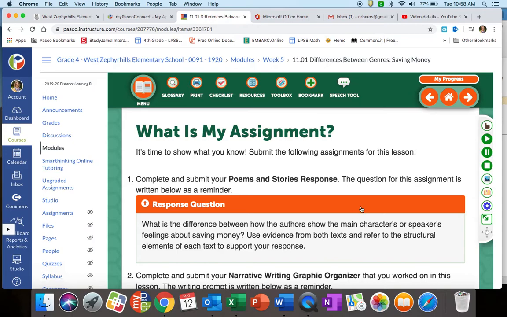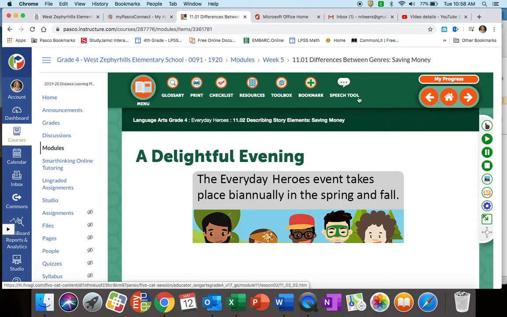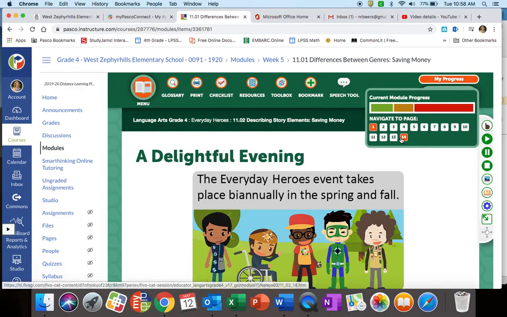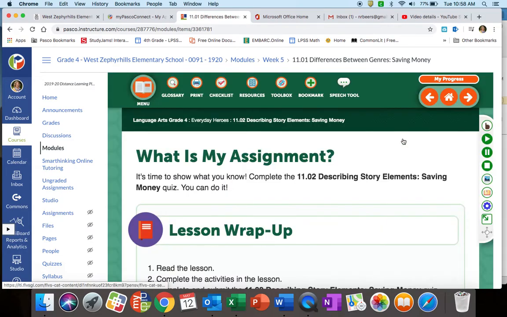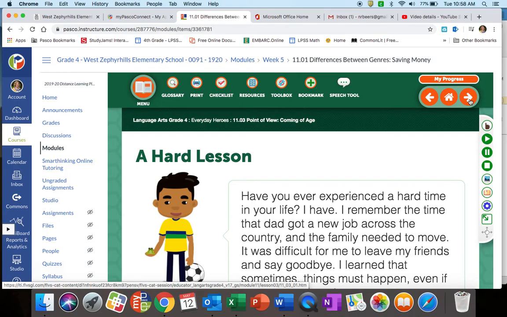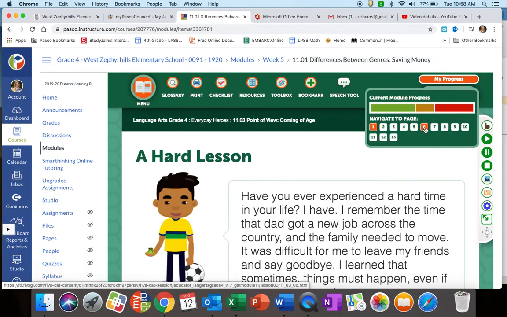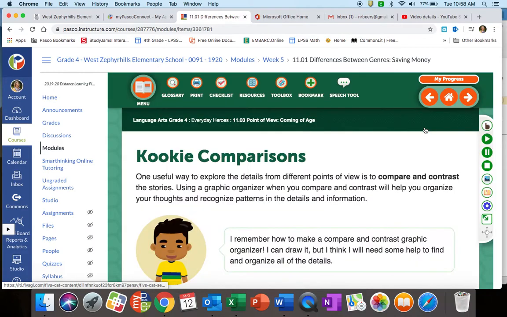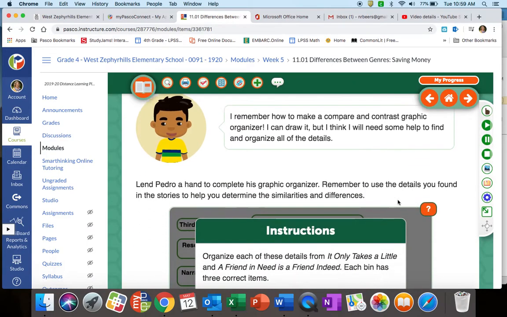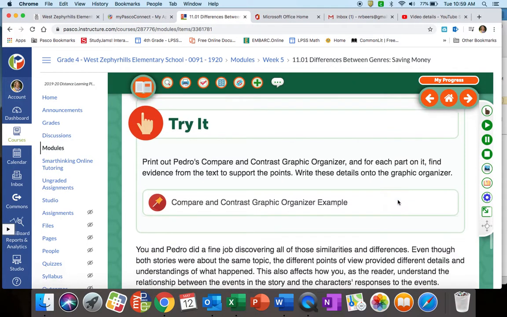And then I want to go to the last page again. I want to go to lesson 3. So I'm going to skip to the last page of lesson 2 and then next to get to lesson 3. And this one, I want you to look at page 6. And this is using different points of view to compare and contrast. I want you to pay attention to this.